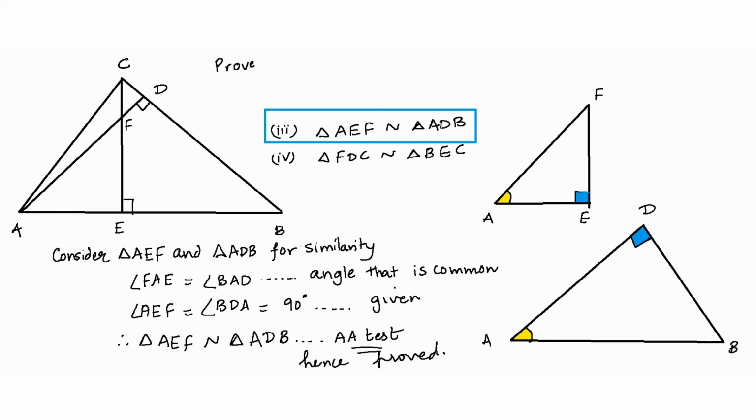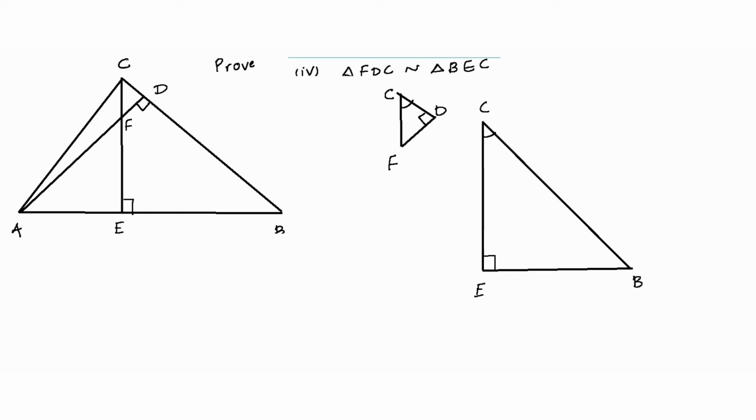Moving on to the next question. So in this fourth subpart, I have to prove that triangle FDC is similar to triangle BEC. I have drawn these two triangles separately here. You will notice that both these angles have a 90 degree, which is already given in the question. So I can mark the 90 degrees equal to each other. And also angle C happens to be the common angle in both the triangles.